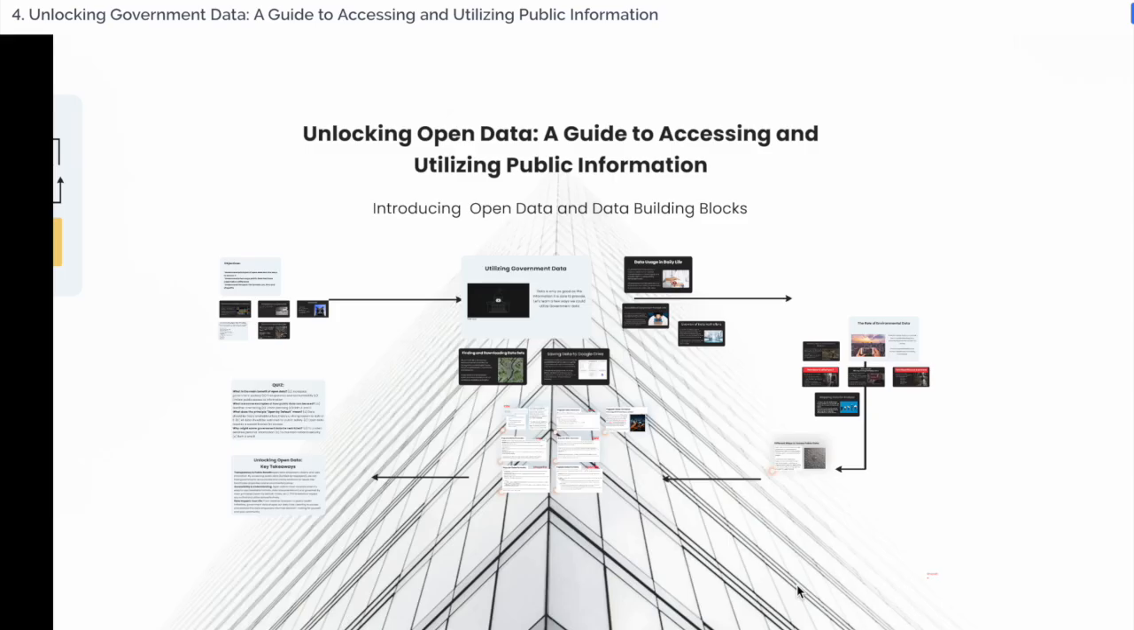Hello, and welcome to Unlocking Government Data, Module number 4, that will focus on a guide to accessing and utilizing public information. In this module, we will go over open data and data building blocks.